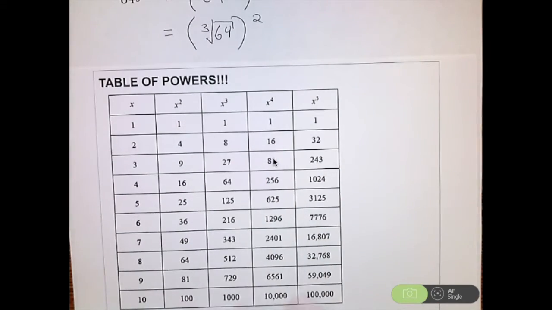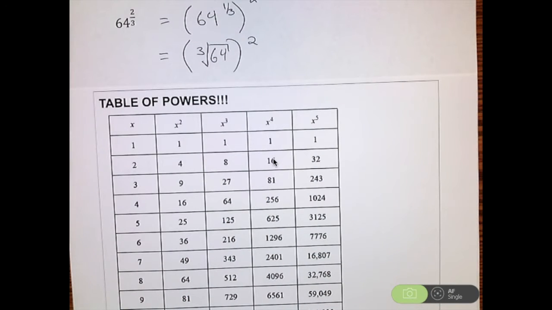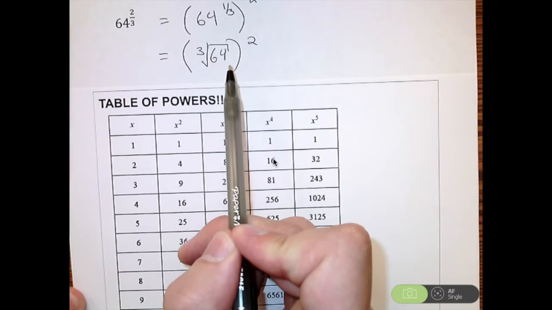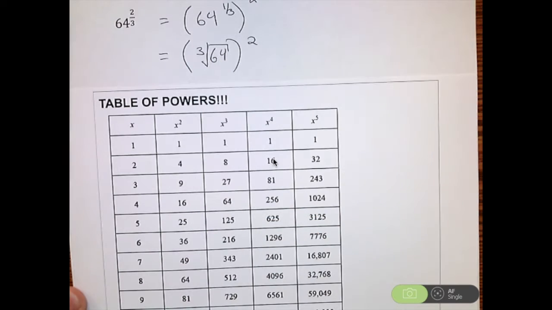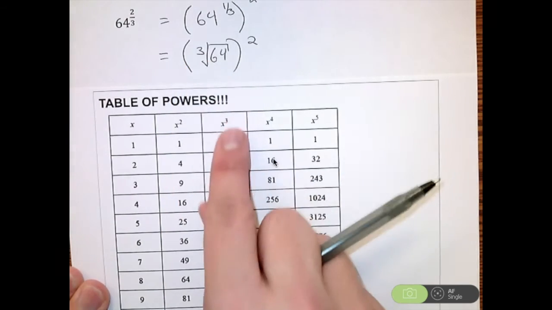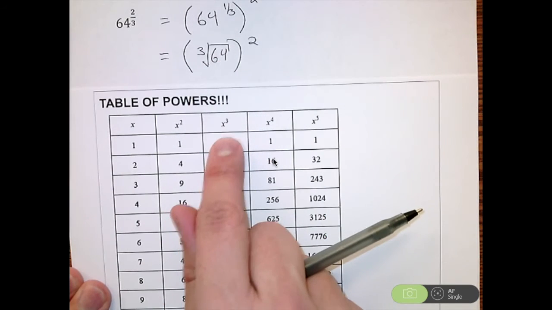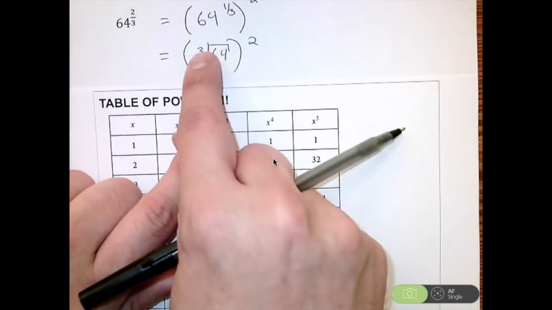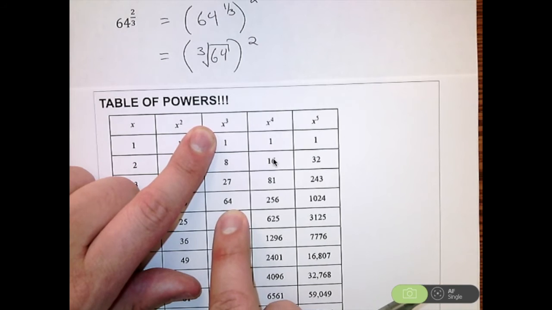This is extremely useful because remember, radicals work in the opposite direction from our exponents, so it's going to help us work backwards. If I have the third root of 64, what I'm looking for is what to the third power is 64. The way you use this table: we're asking what to the third power, so I look at the x to the third column. I want to know what to the third power is 64, so I look for 64 in this column. And it is there.